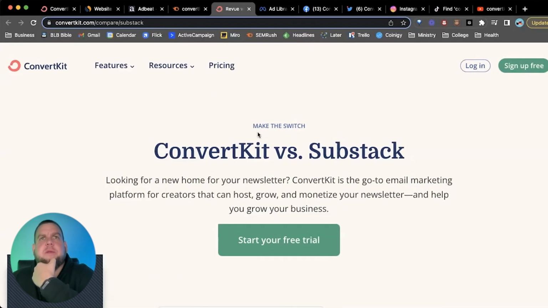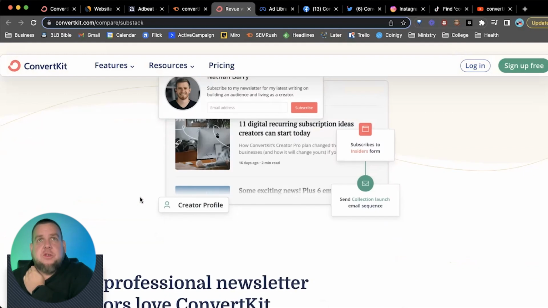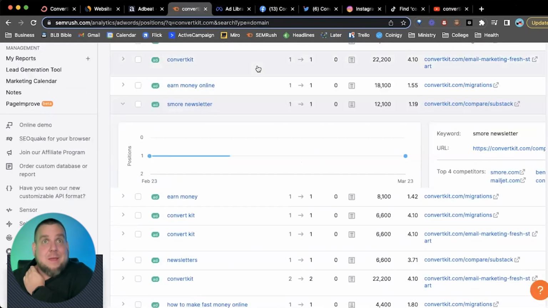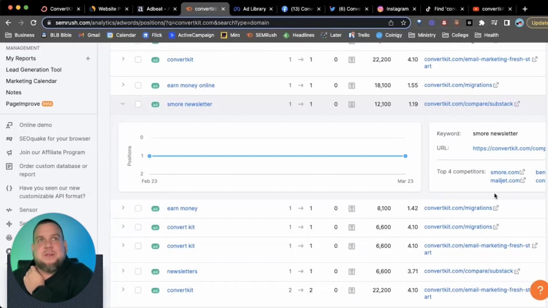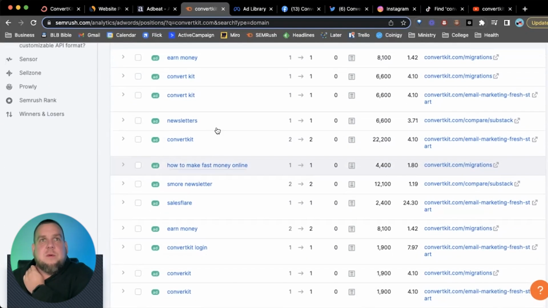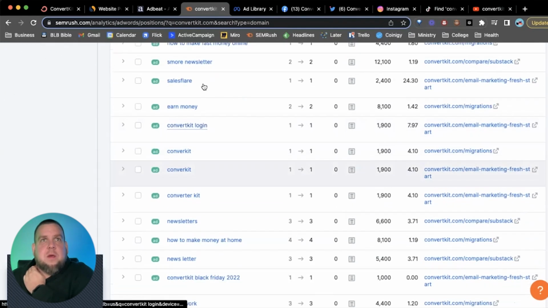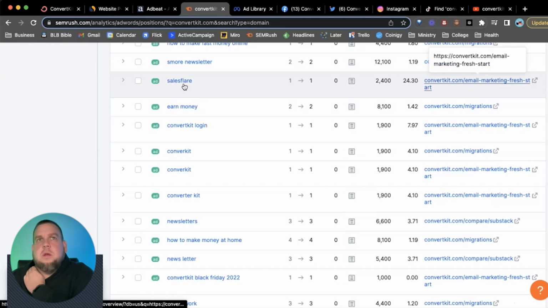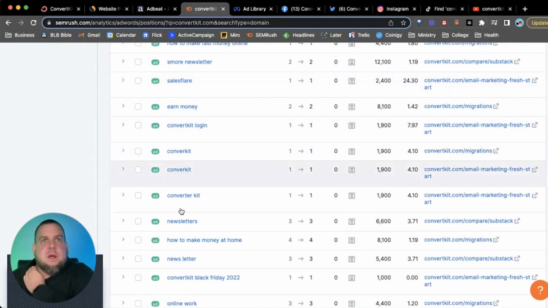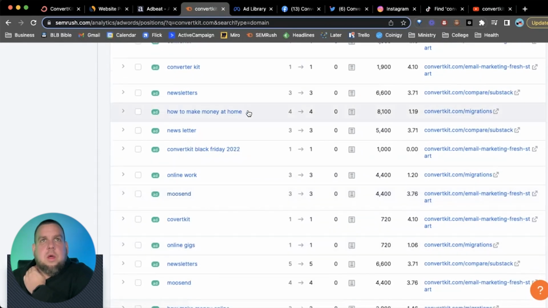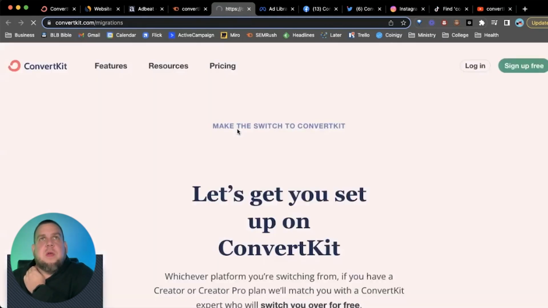Just a comparison. But again, making sure that when you do comparisons, you have a dedicated page about the comparison that shows you versus them, and ideally you in a good light, right? We don't want to show ourselves in a bad light. So let's see what else they got here. How to make fast money online. Sales flair. I don't know what that is. ConvertKit login, newsletters, how to make money at home. So they're really going after people. Let's see what their page is like.